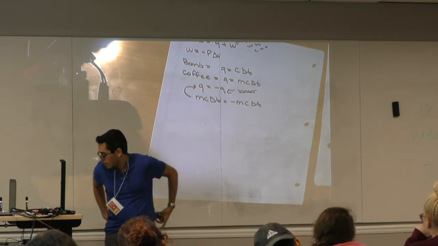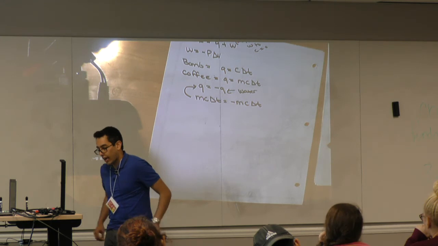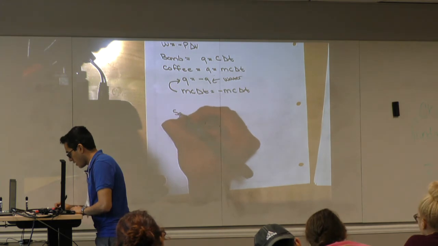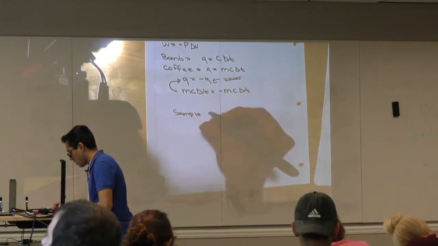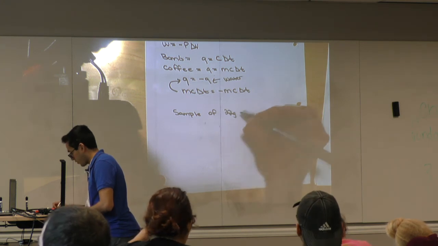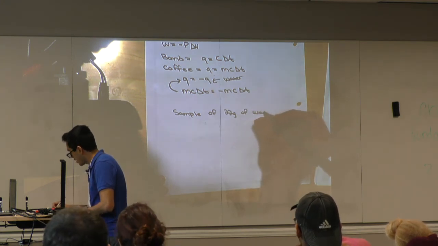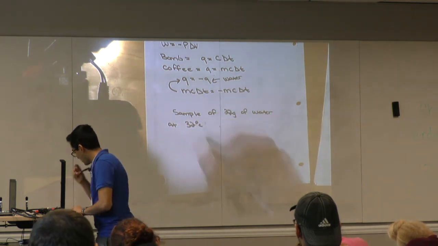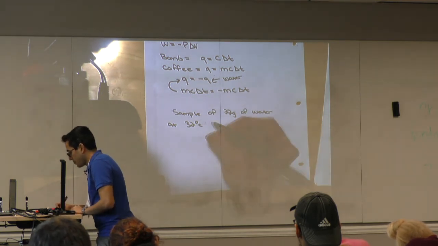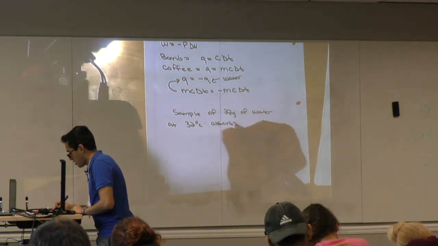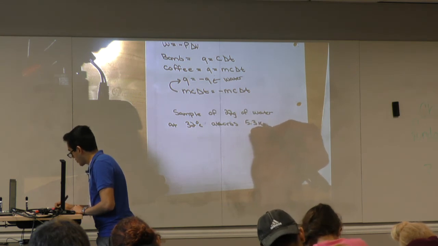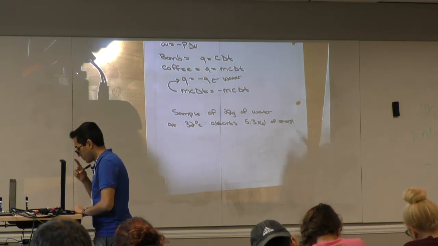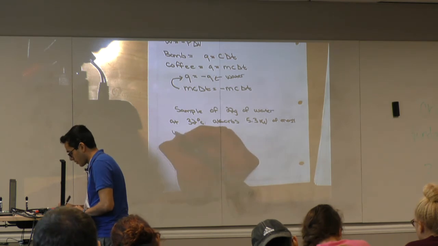Okay. So that said, let us go into an actual problem. So we have a sample of 22 grams of water at 32 degrees Celsius absorbs 5.3 kilojoules of energy. What is the final temp?